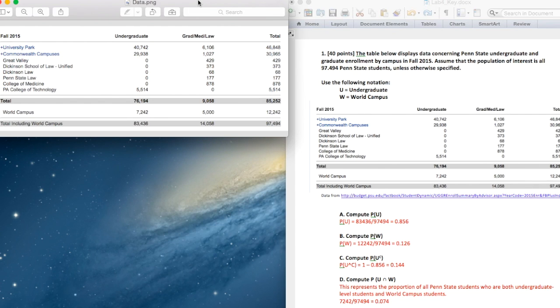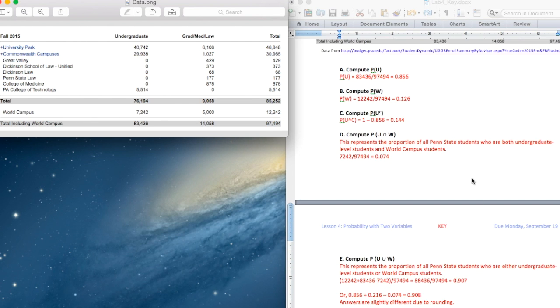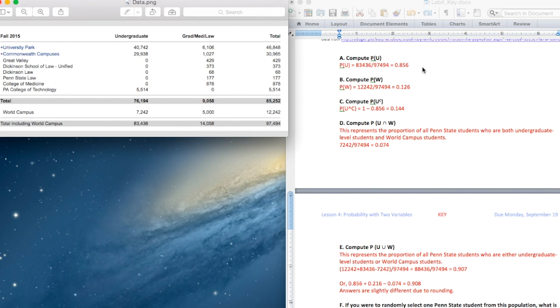I have this contingency table over here so that we won't need to scroll back and forth too much. So we'll start with question A, compute P of U. This is asking for the proportion of all students that were undergraduate students. So we have, in the first column, undergraduates, a total of 83,436 undergraduate students out of a total 97,494 Penn State students. So the proportion of undergraduate students in this population is 0.856.